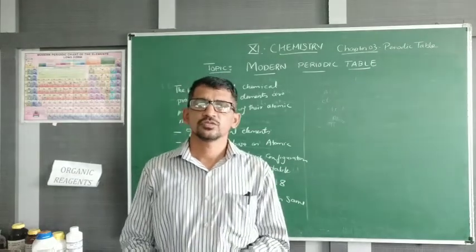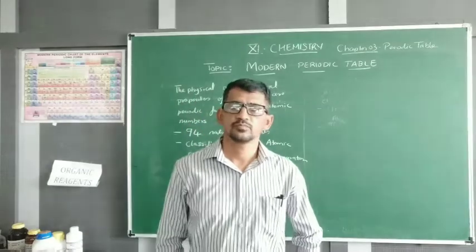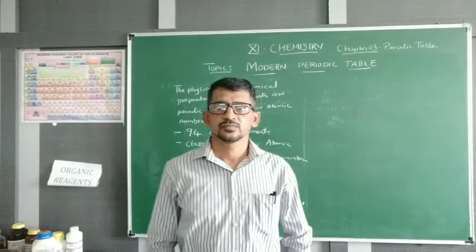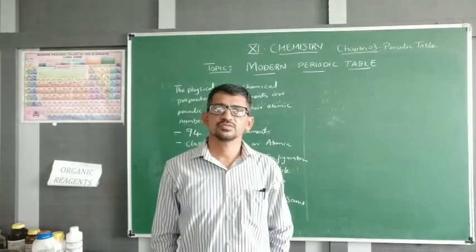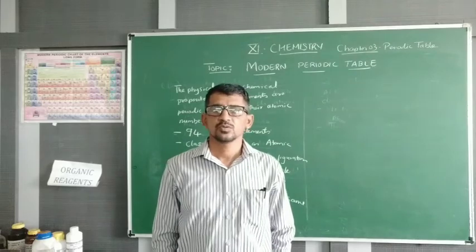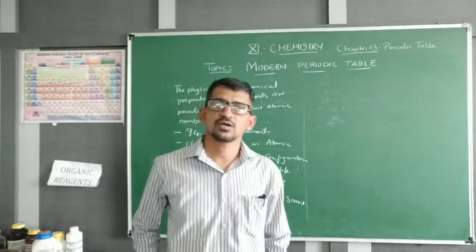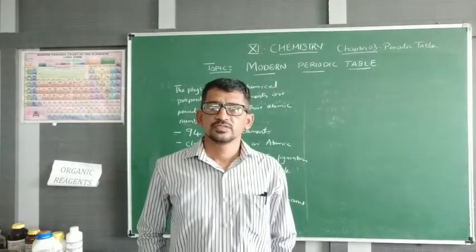Okay. Good morning, students. Today we discuss the modern periodic table. The modern periodic table is the classification of elements depending upon their atomic number. Modern classification is based upon two things. First one is the electronic configuration and second is the atomic number.